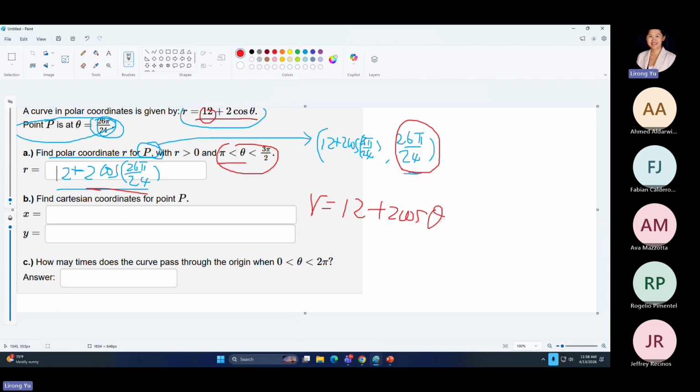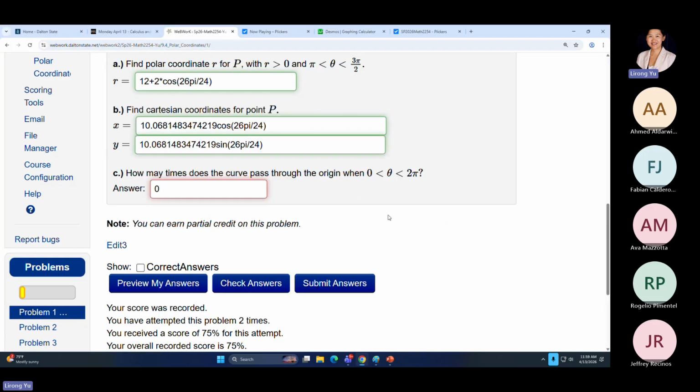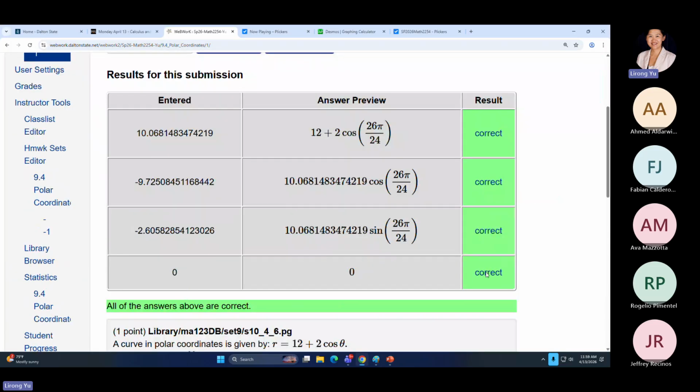No matter how you change the theta, 2 cosine theta is between -2 and +2. So the radius will be between 12 minus 2 and 12 plus 2, so between 10 and 14. The radius will never be smaller than 10, right? So the radius is always positive and it's never going to pass through the origin. So 0 times. Are we okay? You can also graph it to see how many times it passes the origin. I would say 0 times it passes the origin.